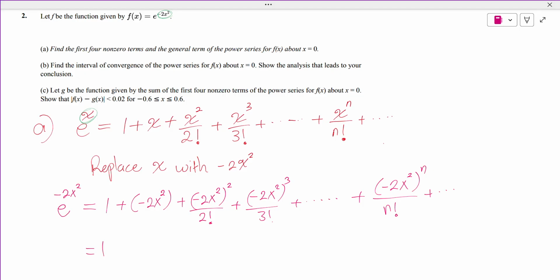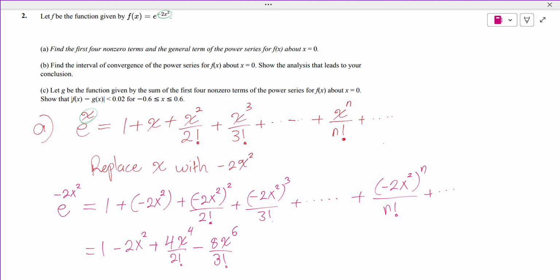The 1 remains the same. Plus minus 2x squared. Then minus 2 squared is 4, so plus 4 x to the power of 4 over 2 factorial. And then minus 2 to the power of 3 is minus 8, x to the power of 6 over 3 factorial.